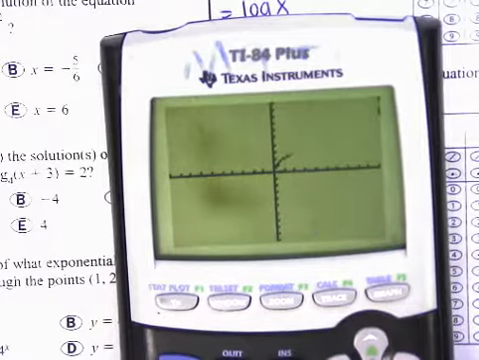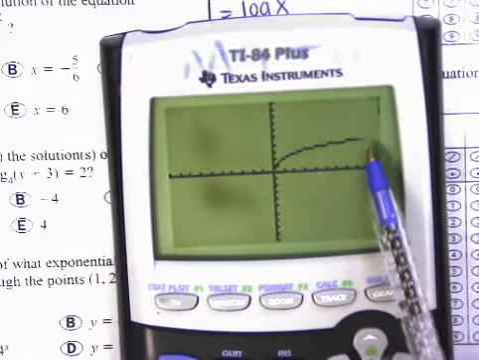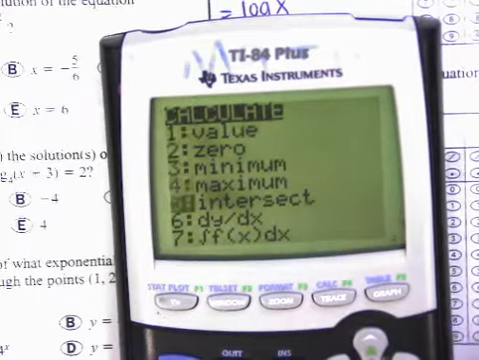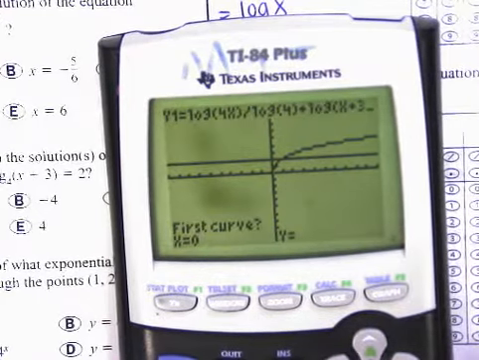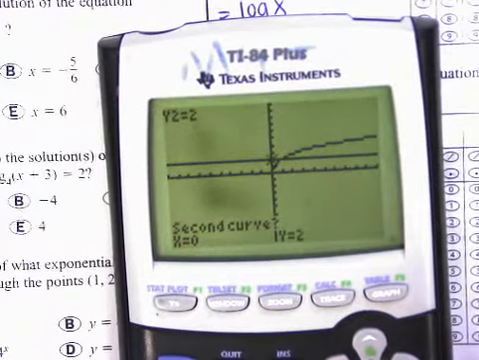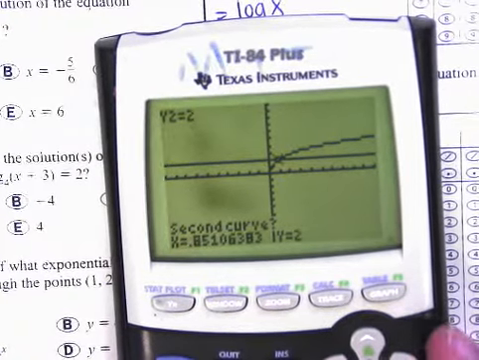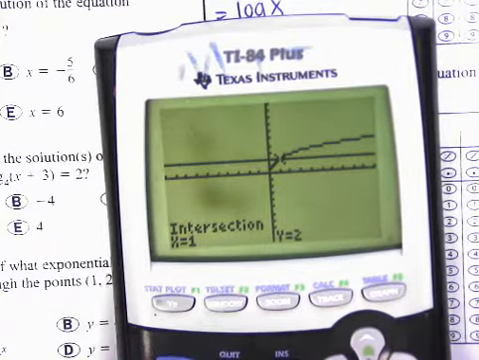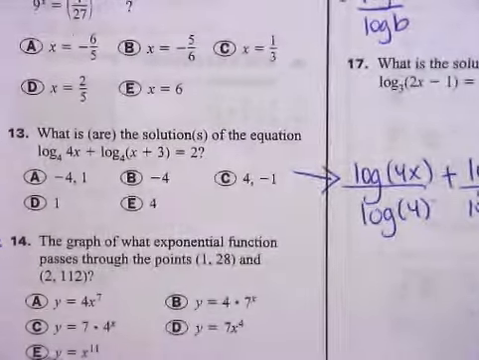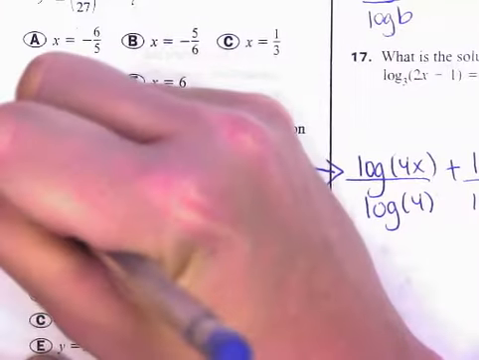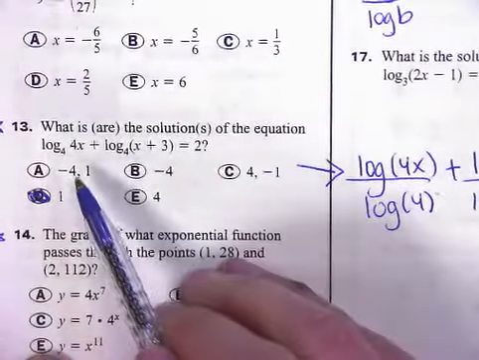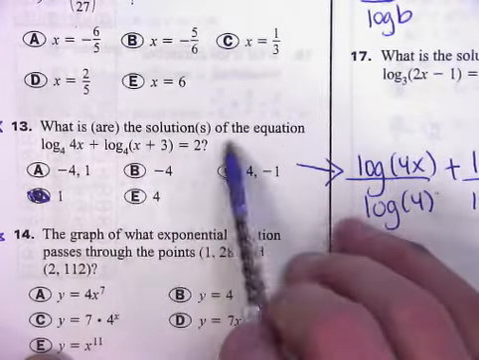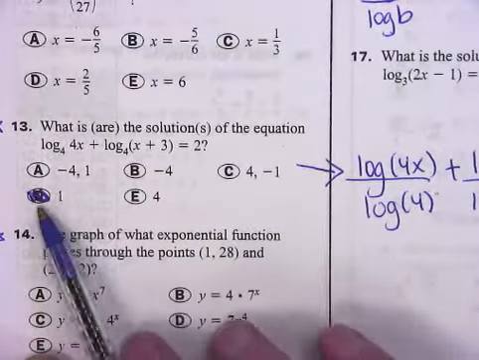When I graph it, I get a curve that represents the logarithmic portion, and I get a line. If I hit second calc intersect, enter, enter, enter. Oh, it needs me to change my curves. There we go. I get the intersection is that x equals 1, y equals 2, which tells me for my answers that x equals 1 works. You could also do this problem by guessing and checking. If you plugged -4 in for x and then used change of base, you could see if it gave you 2. And then you plug 1 in and you see if it gives you 2. And if you did that, you would see that the only one that works is 1.